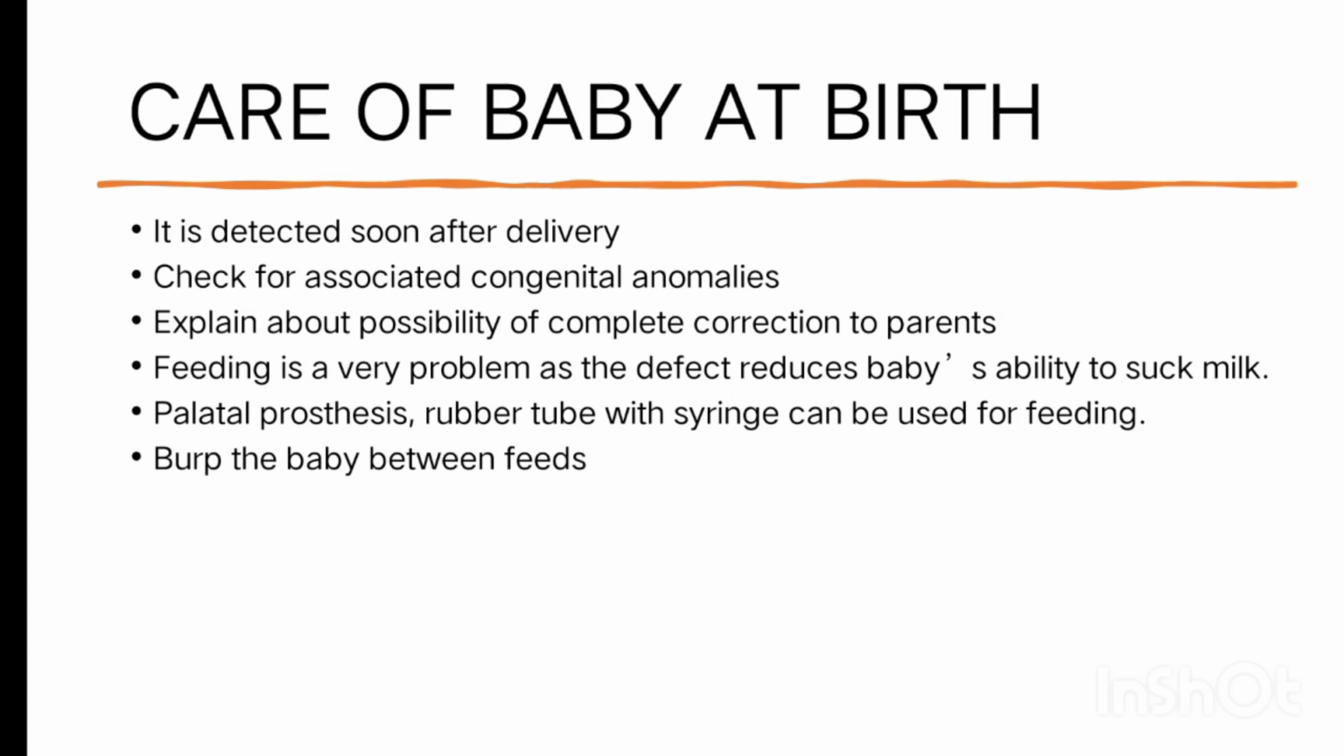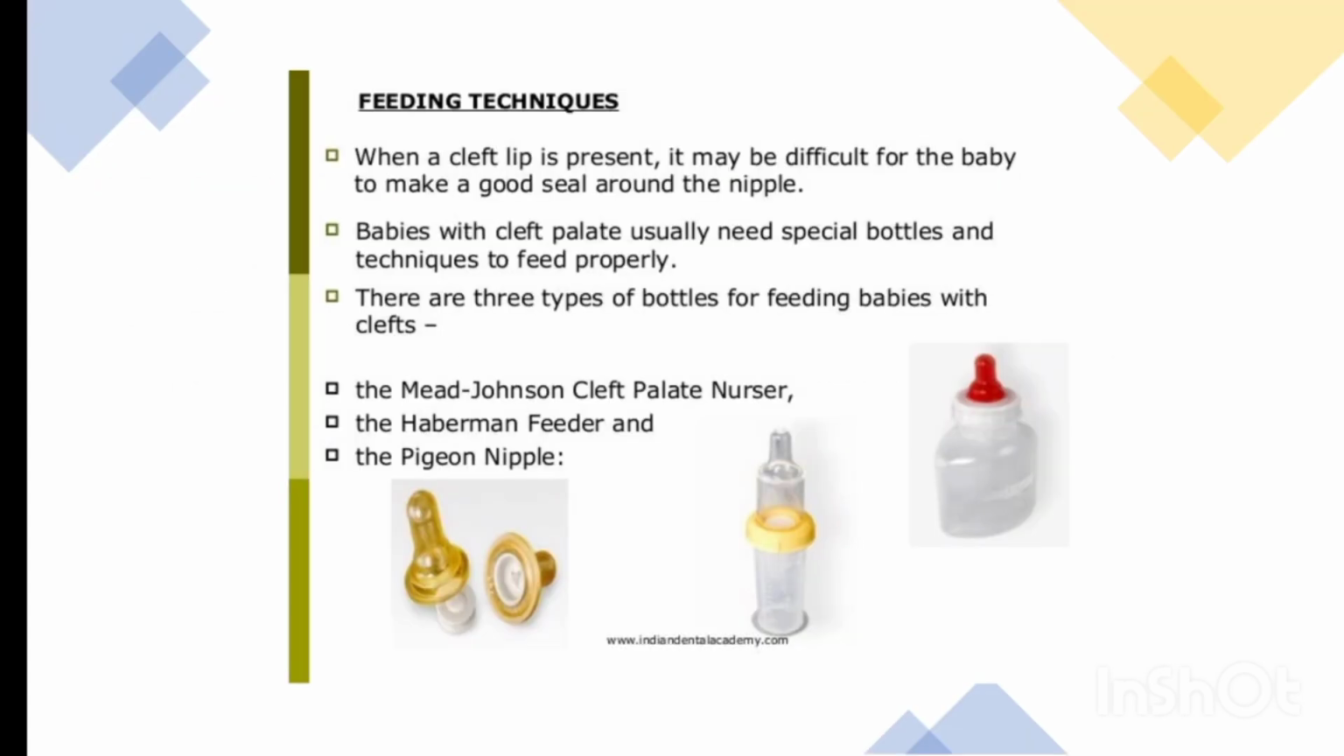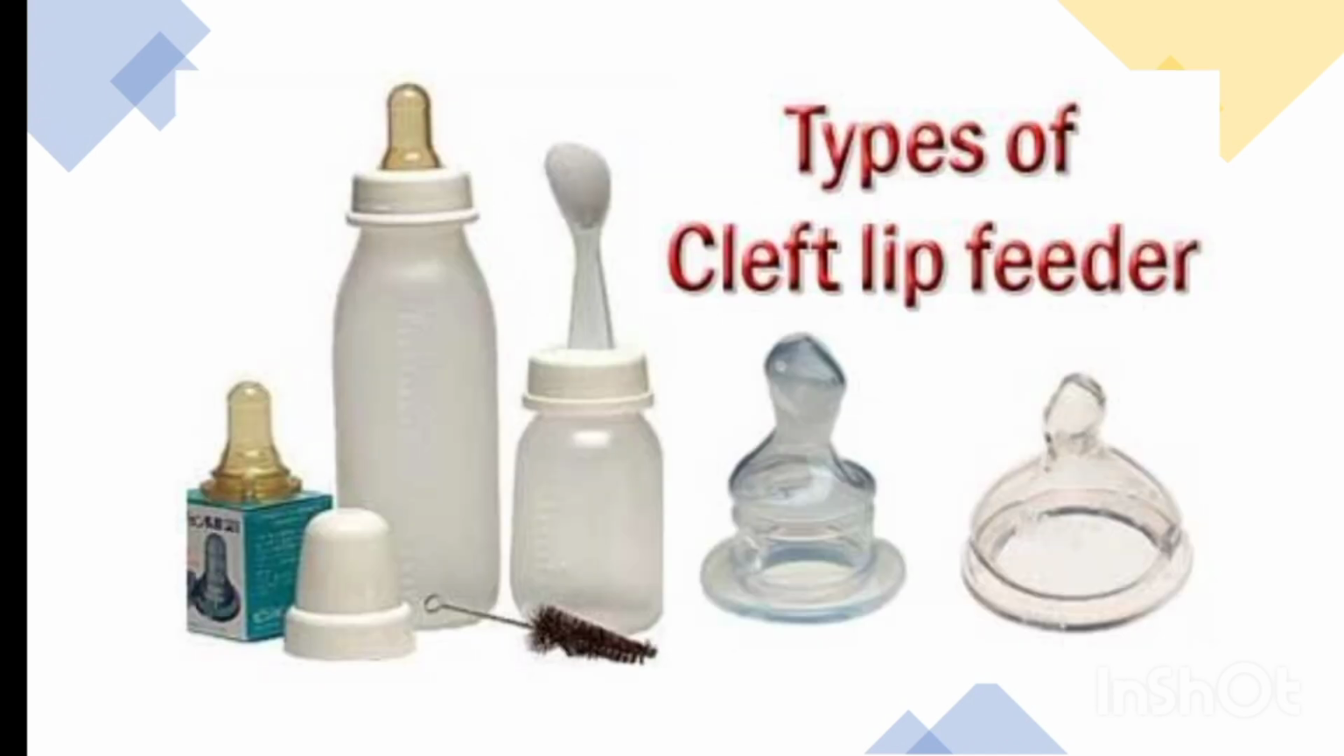So care of baby at birth includes managing the feeding difficulties in the baby. There are various feeding techniques and various feeding articles used for babies with cleft lip and palate. These are the feeding bottles: the Mead Johnson's cleft lip palate nurser, the Haberman feeder, and the Pigeon's nipple. They are designed in such a way that they seal around the lips and aid in the proper feeding of the babies with milk.